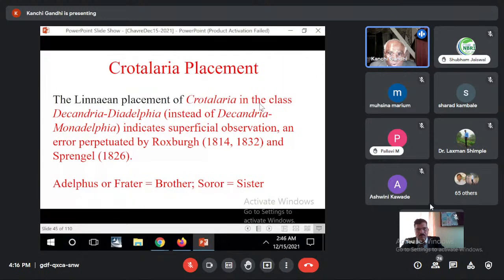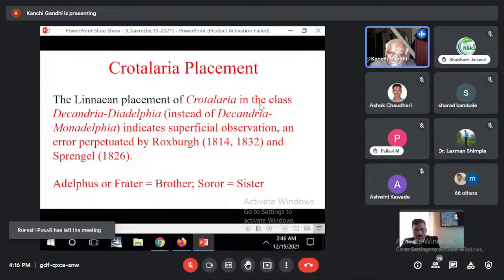That mistake was perpetuated even by Roxburgh in his Flora Indica, published in 1814 and 1832. But later botanists made a thorough observation and realized that what Linnaeus thought was 9 plus 1 is not 9 plus 1, it is 10 altogether. Only one stamen is somewhat separated from the other nine, but at the base they are all joined.